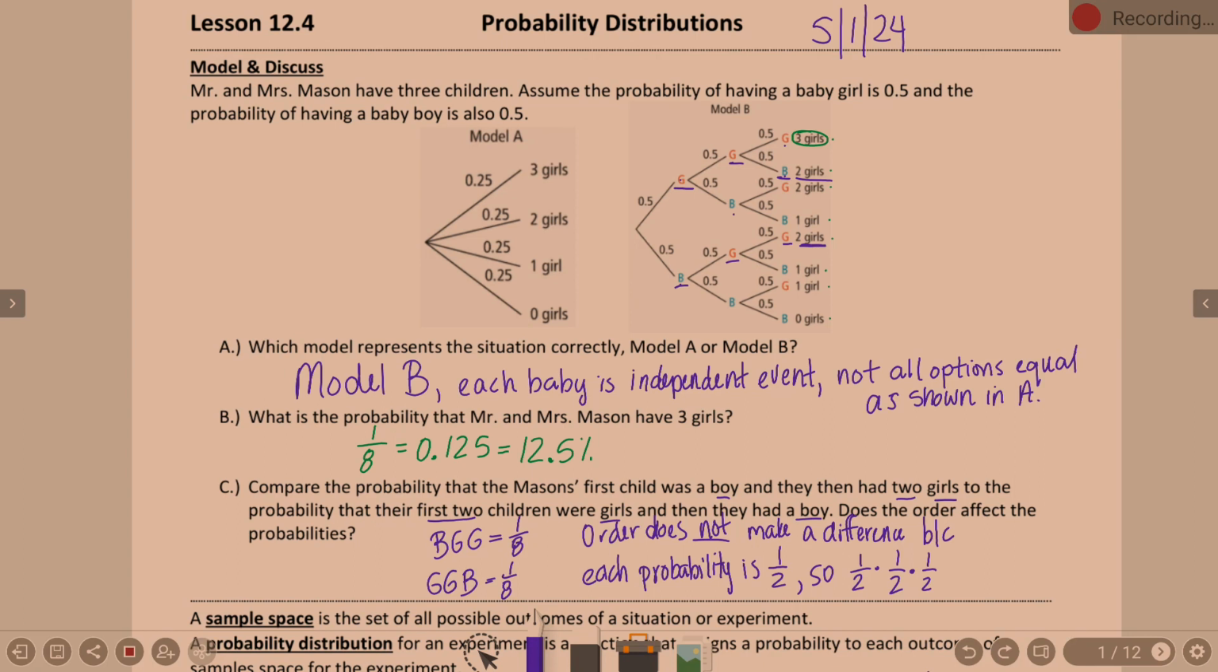Okay? Now, why did I start with this? I'm trying to get you to think of the distribution, how the pieces are distributed, how the probability is split up there.